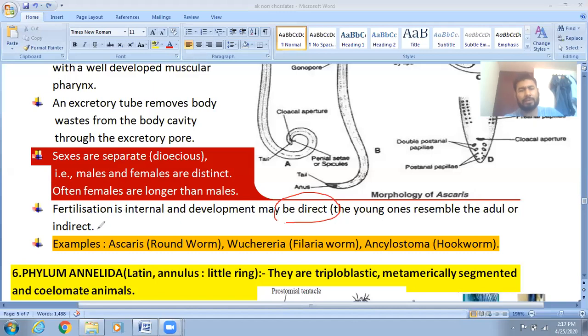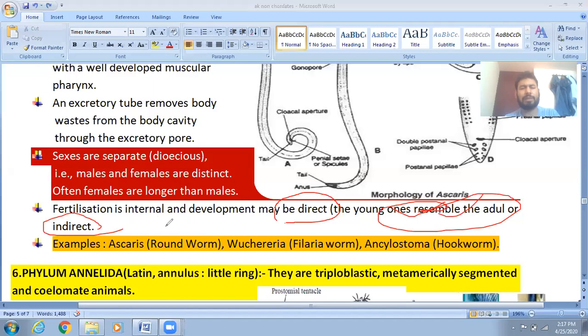Clear? So development may be direct or indirect. In direct development, the young one resembles the adult. It means that if they have a larval stage, the larva has similarity to the adult. Clear? Due to this, you can't say this is a larval stage.